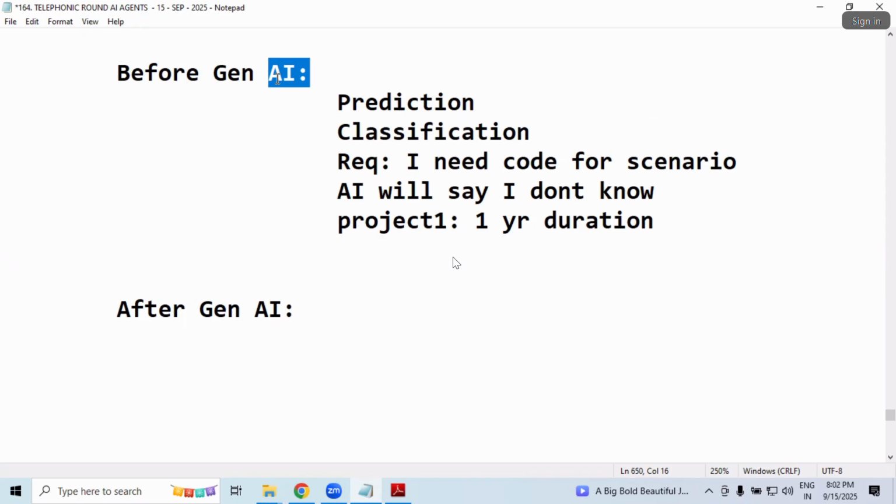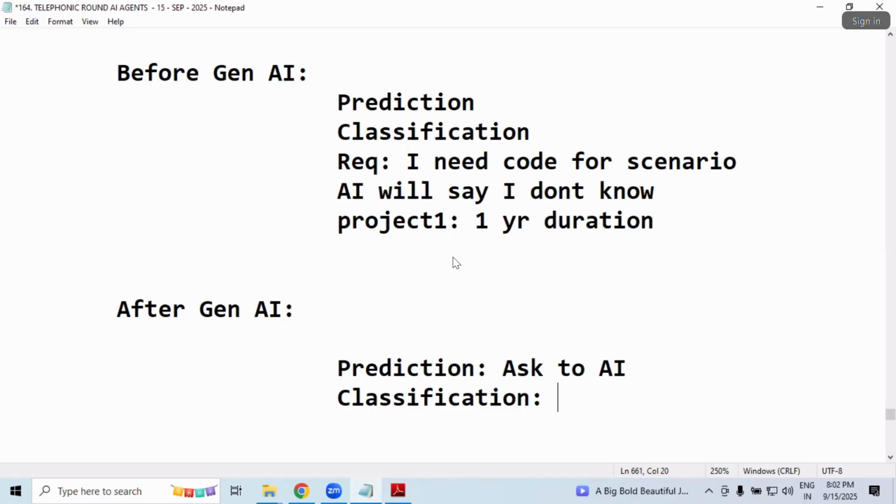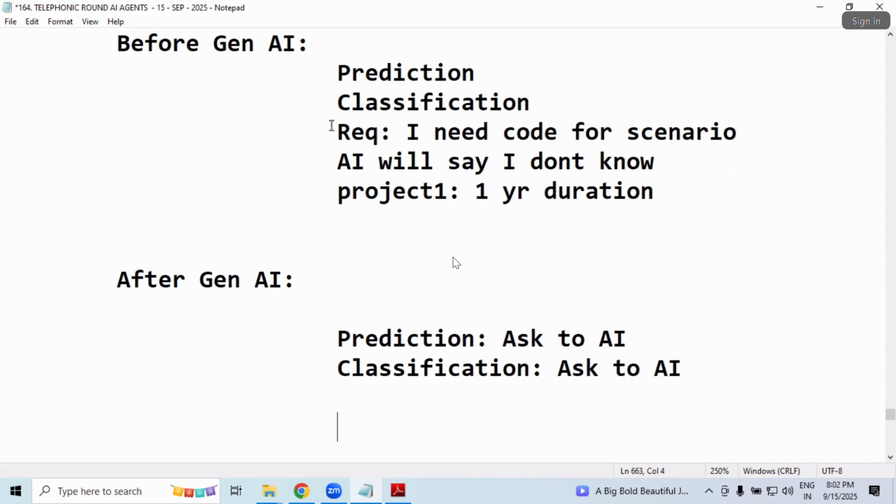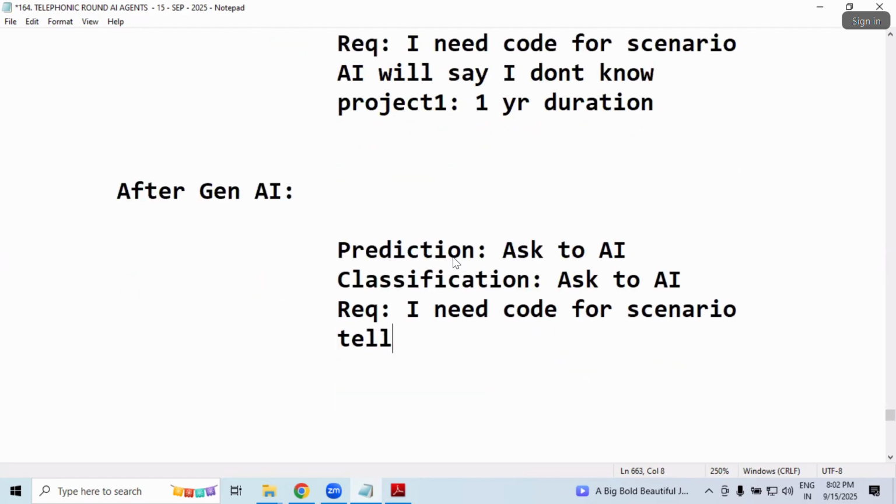Do you understand, sir? Good. Now, after Gen AI, if your requirement is asking for prediction, it will tell you to ask AI. Ask what exactly, sir? Do you remember? Ask AI. Sir, that is not my task, prediction. The next one will be classification. What will it answer? Ask AI. Then if you're asking a question, I need code for a scenario. What will it do, sir? Tell me the scenario. Tell me what exactly.